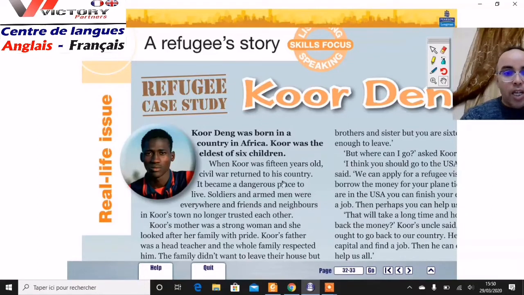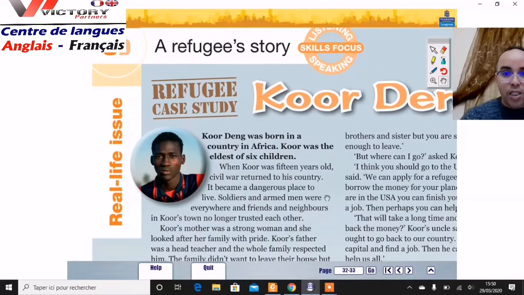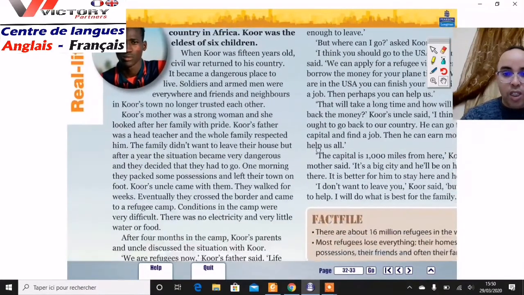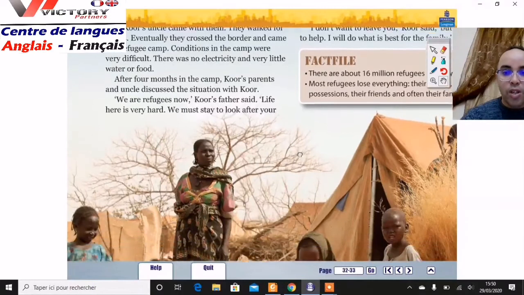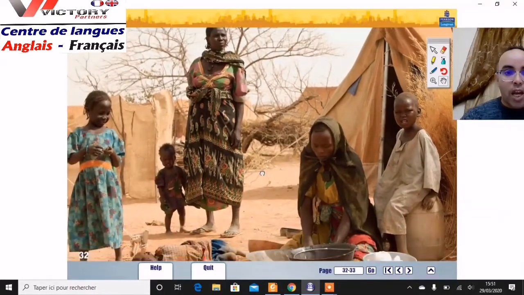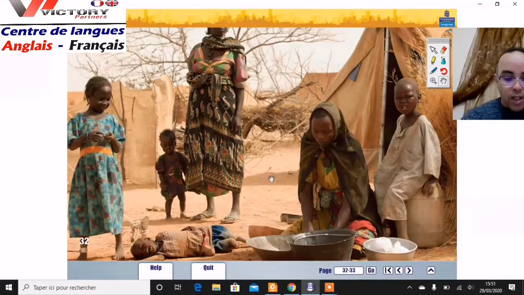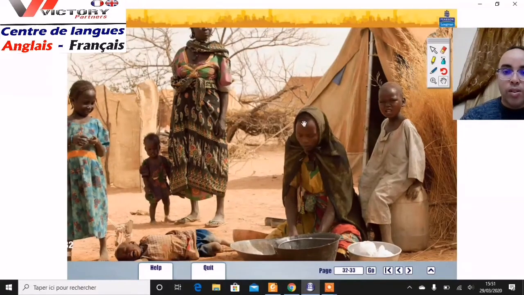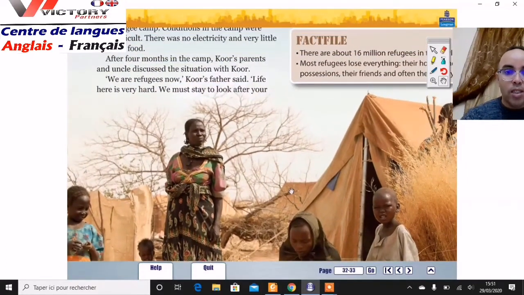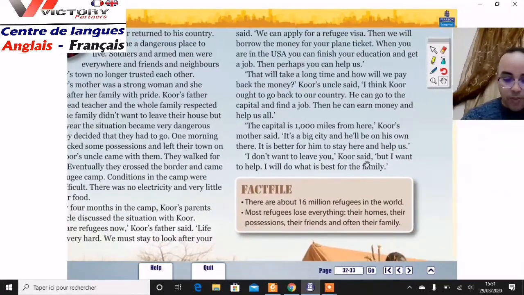refugees? I want you to look at the photos we have here and try to guess what the story is about. Try to make a guess what the story is about.